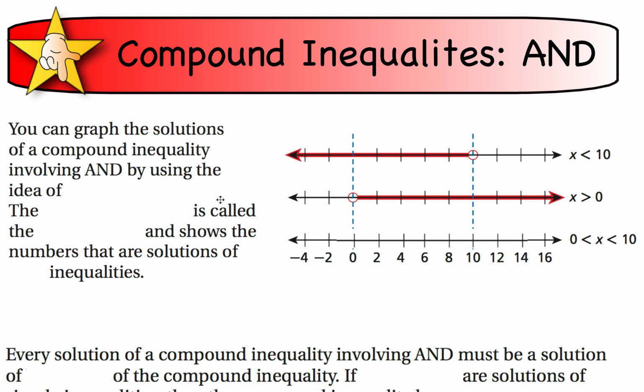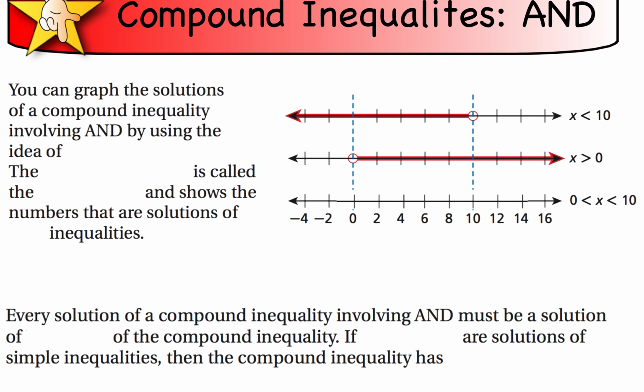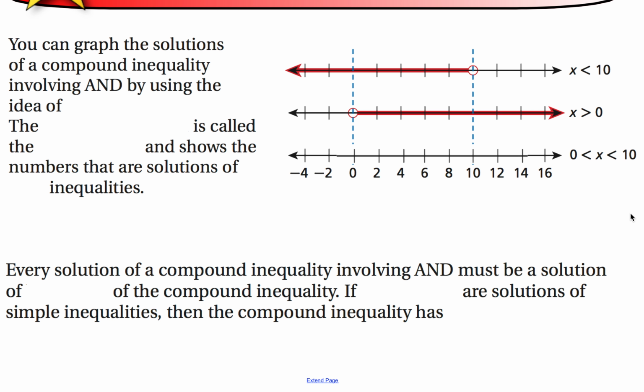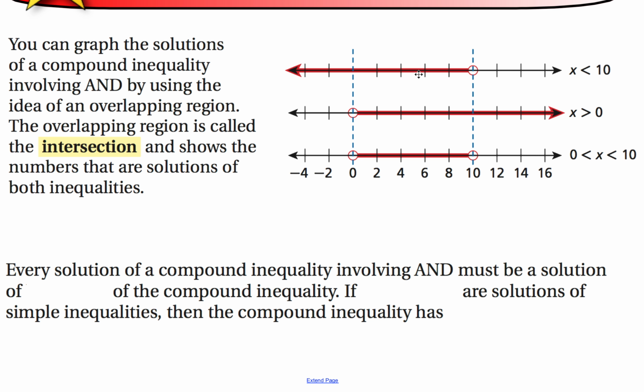All right, so compound inequalities that have "and" statements. You can graph the solutions of a compound inequality that has an "and" statement using the idea of overlapping regions. And that's just like what I demonstrated a couple of slides ago. The overlapping region is called the intersection, and it shows the numbers that are solutions of both inequalities. So the solution set is the one at the bottom here.